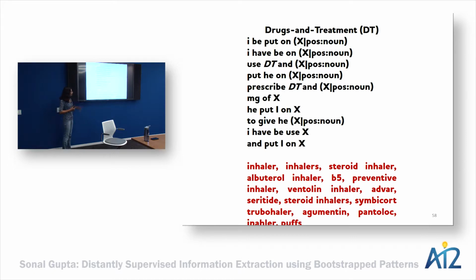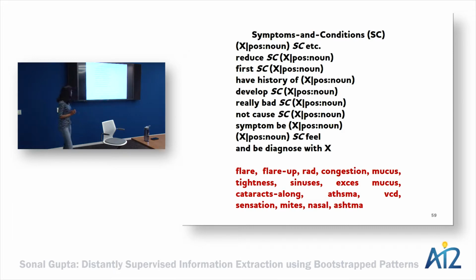And these entities over here are asthma-specific entities, so inhaler, steroid inhaler, and so on, which were not in the dictionaries. For symptoms and conditions, again, on the top are the patterns that get extracted. So something like X followed by something which is symptom and condition, etc. And then on the bottom are the symptoms that get extracted. So lots of spelling mistakes and more modern way of writing things.